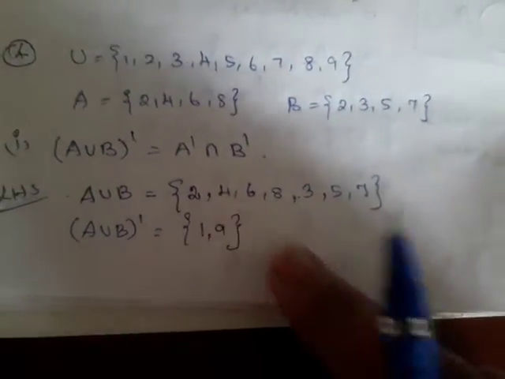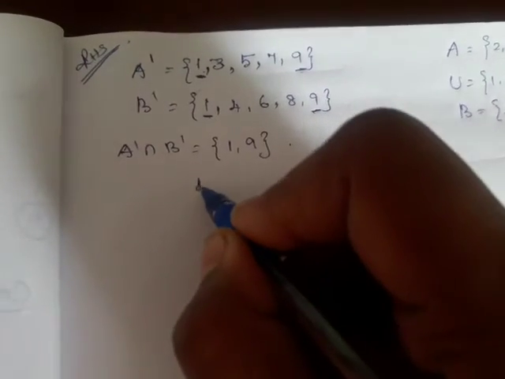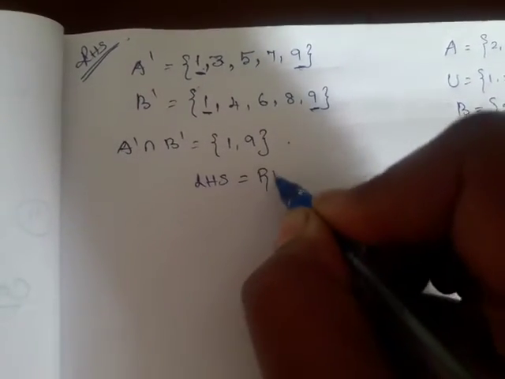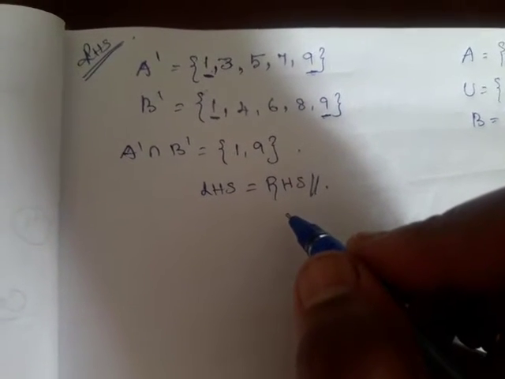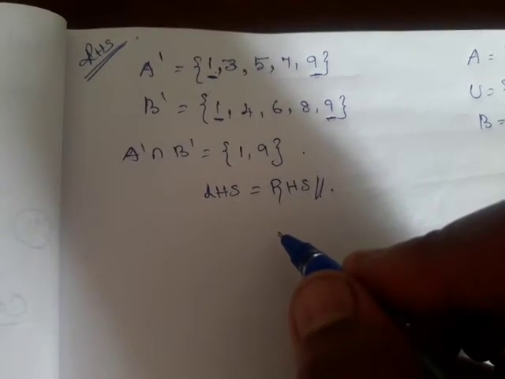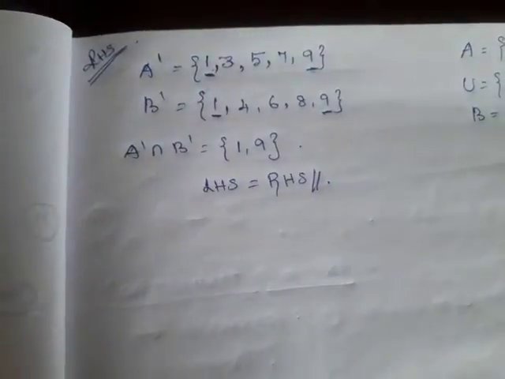So when you check the left hand side, A union B the whole dash is 1 comma 9, and A dash intersection B dash is also 1 comma 9. Therefore left hand side is equal to right hand side and hence we verified the De Morgan's law. Similarly we can verify the other De Morgan's law too, right?